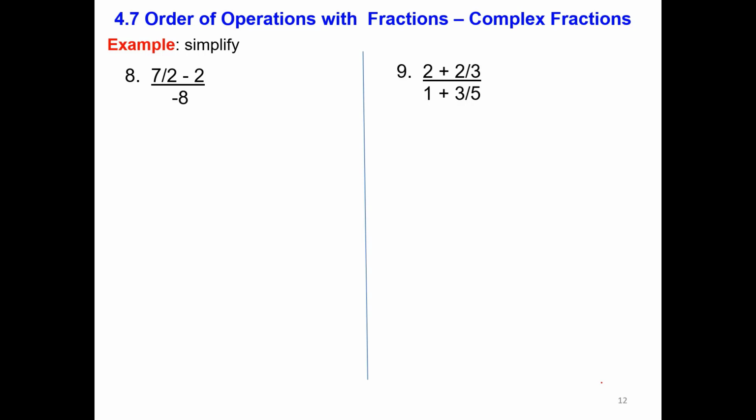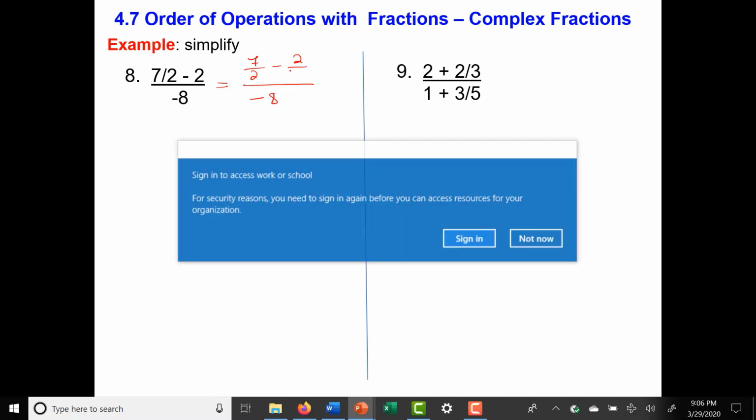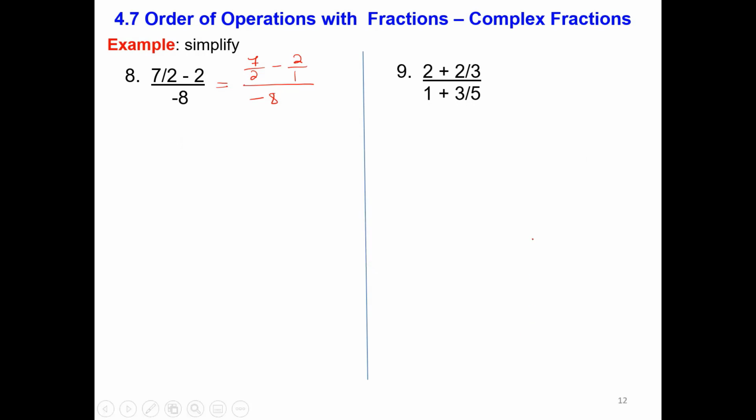And in this case, we had 7 over 2 minus 2 divided by negative 8. And we know if we had a whole number, we can write just 1 as the denominator. Then if we had fractions, these are called complex fractions.